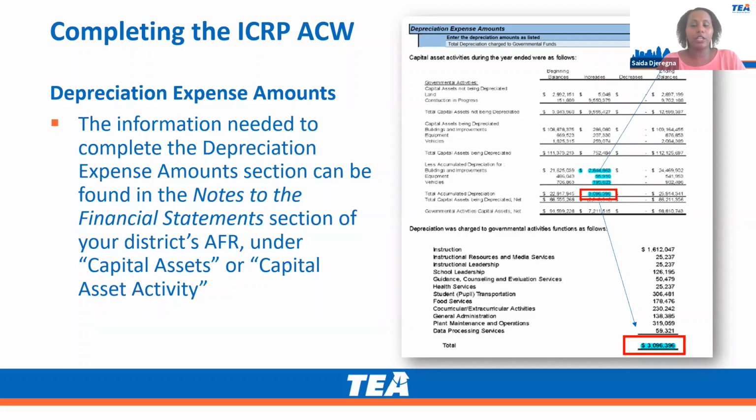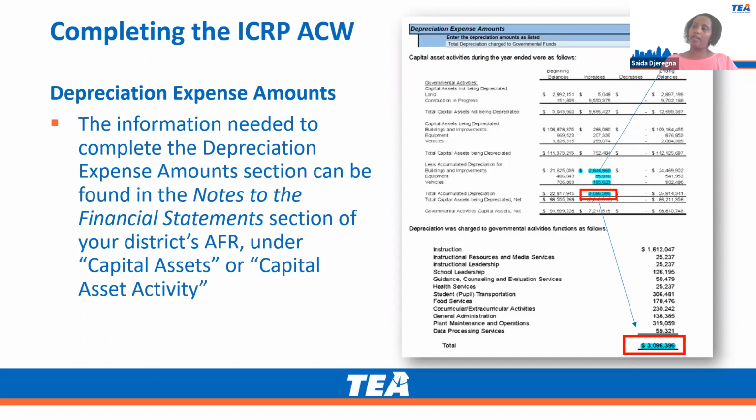The district must enter the depreciation amount for the total cost for both building improvements and furniture, equipment, vehicles, and that amount cannot exceed the net depreciation amount listed for assets as reported in the notes to the financial statement section. The information needed to complete the depreciation expense amounts can be found in the notes to the financial statement section of your district's AFR, or the annual financial report, under capital assets or capital assets activity.